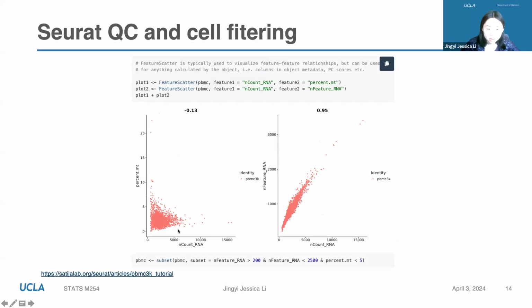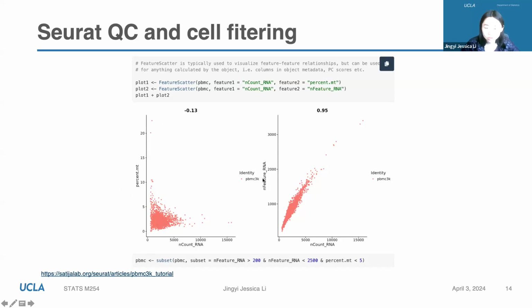So you see that between N count RNA and percentage mitochondria, there seems to be a slight negative correlation. So for the cells with high mitochondria counts, right, these ones, they actually have very low total count for the UMI, which again indicates that these cells may be dying cells. They have few RNA but high mitochondria, so you can filter them out.